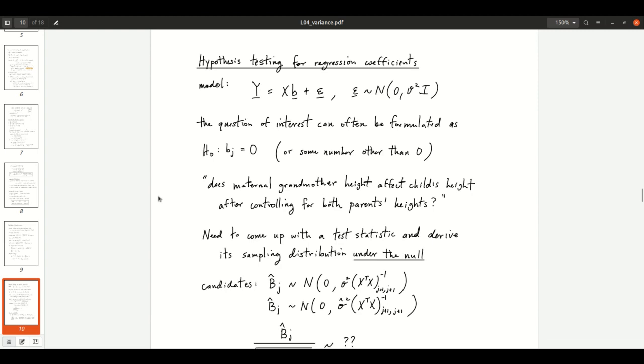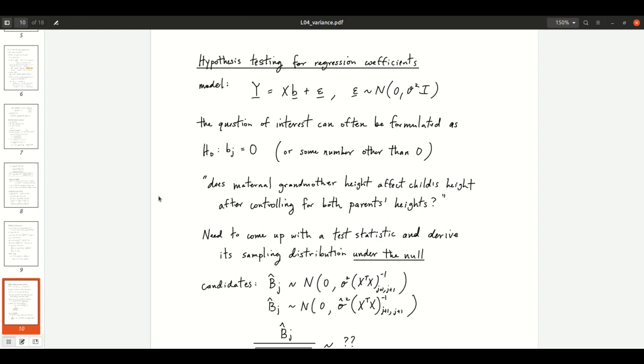All right, next we'll move on to hypothesis testing for regression coefficients, which turns out is actually a slightly harder problem, but it's not too complicated. So again, here's the model. Random vector y equals xb plus epsilon, where epsilon is multivariate normal, mean 0, covariance matrix sigma squared I. So this implies that the y's all have the same variance and are independent of one another.